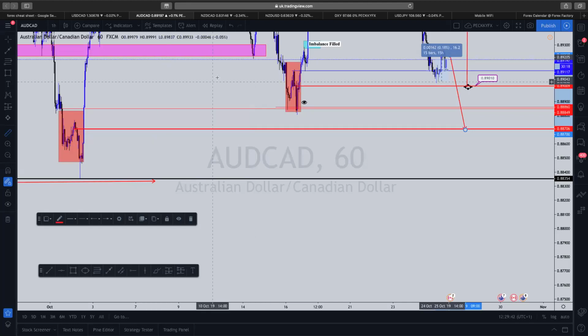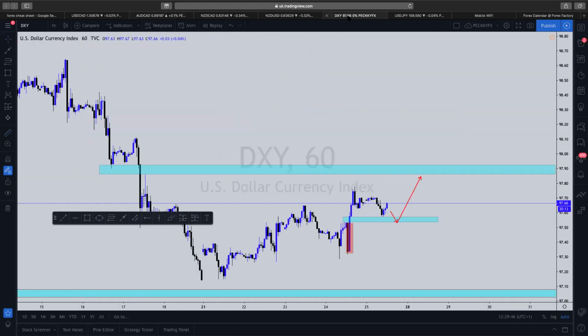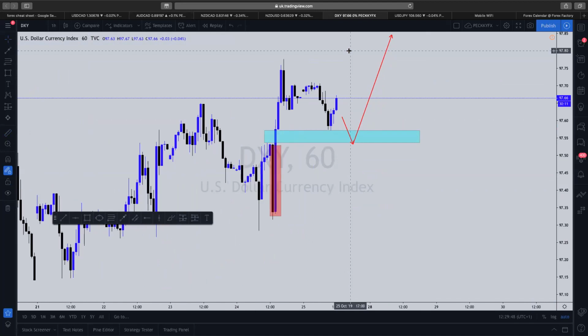All right. So let's go to the next. Let me see. There's something I saw on DXY. All right. So now on DXY, we have a kind of a manipulation here, right off here.